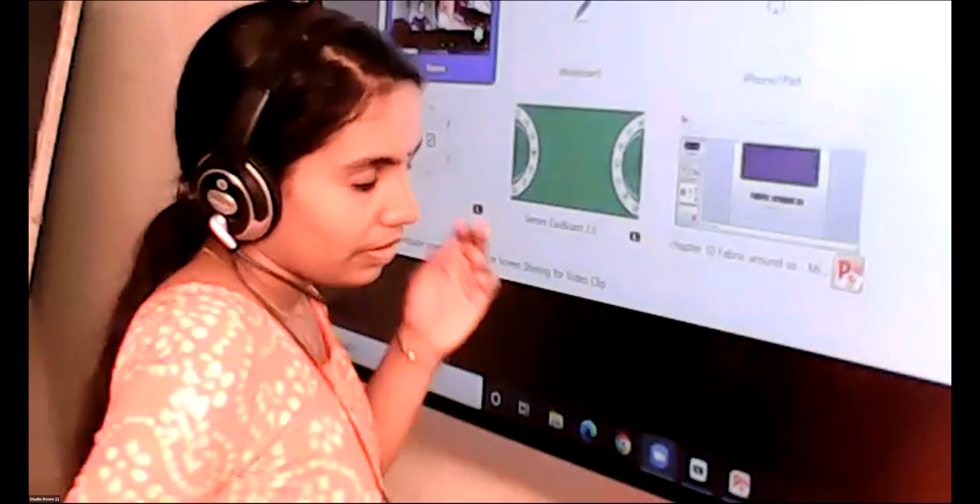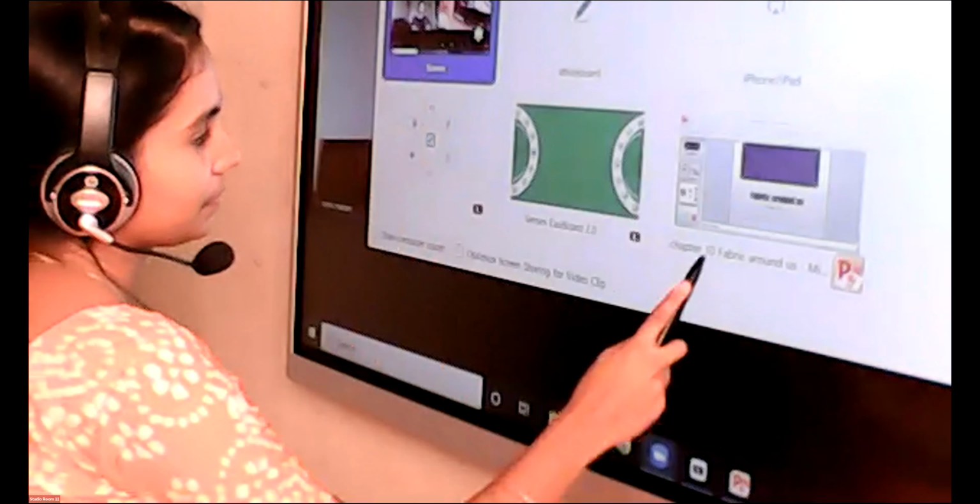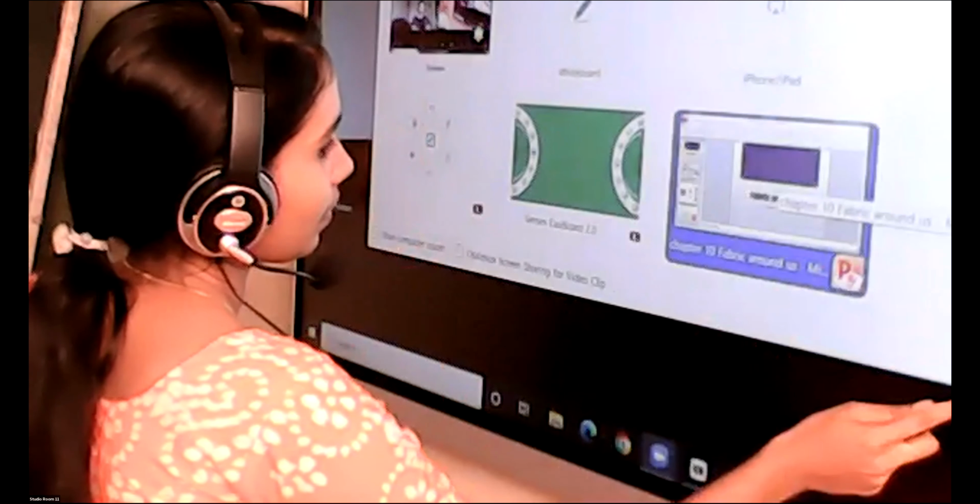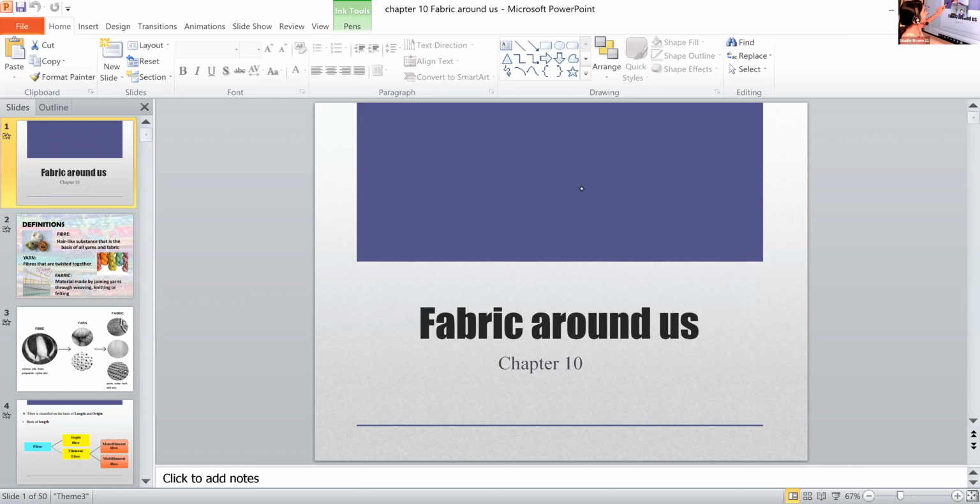So, what is the importance of cloth, Reena? What we wear, that is cloth. Why do we need cloth? To get protection from some serious weather conditions, protection from summer, protection from cold.